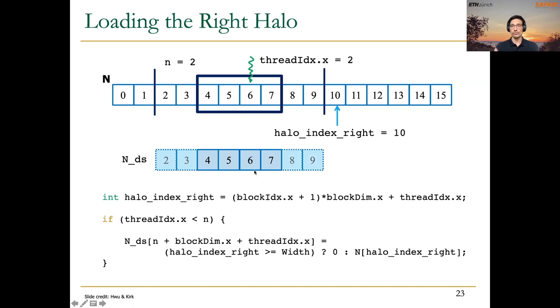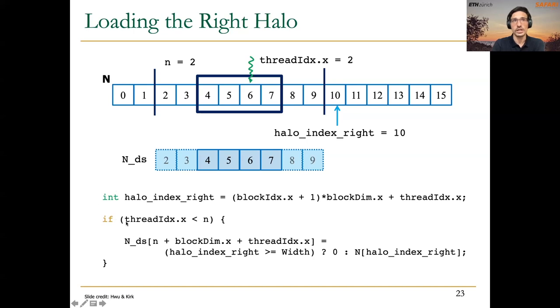And for the right halo, we have to do similar calculations to the ones we did for the left halo. But in this case, we need to obtain this halo index right for each thread ID. The way that we obtain halo index right is by using the thread ID, the block dimension, and the block index of the next thread block. So if this is block one, then this block ID plus one will be equal to... so for thread index equal to two, we have to load, or no, we don't really load it, but the halo index right is this 10.